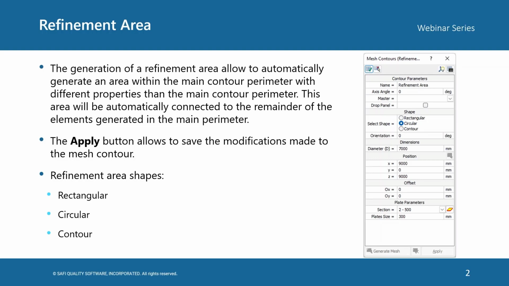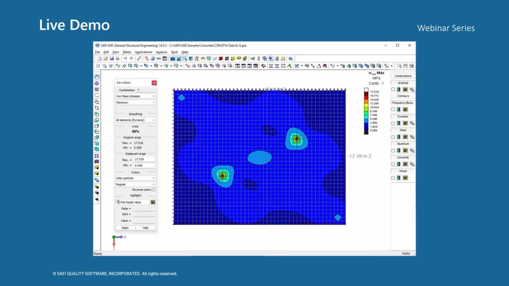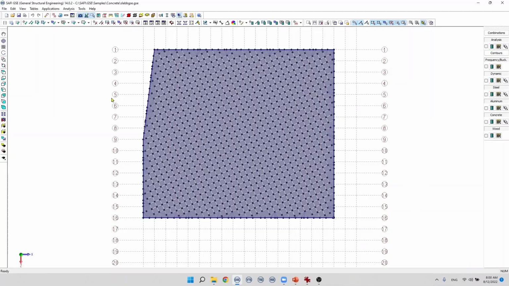The Apply button allows the user to save a modification made to the mesh contour and also preview the modification on the mesh. There are three main area shapes which include rectangular, circular, and contour. Without further ado, let's start our demo. In this model, we already have a mesh contour. To add a refinement area, we use the command Add Refinement on the Addition toolbar.